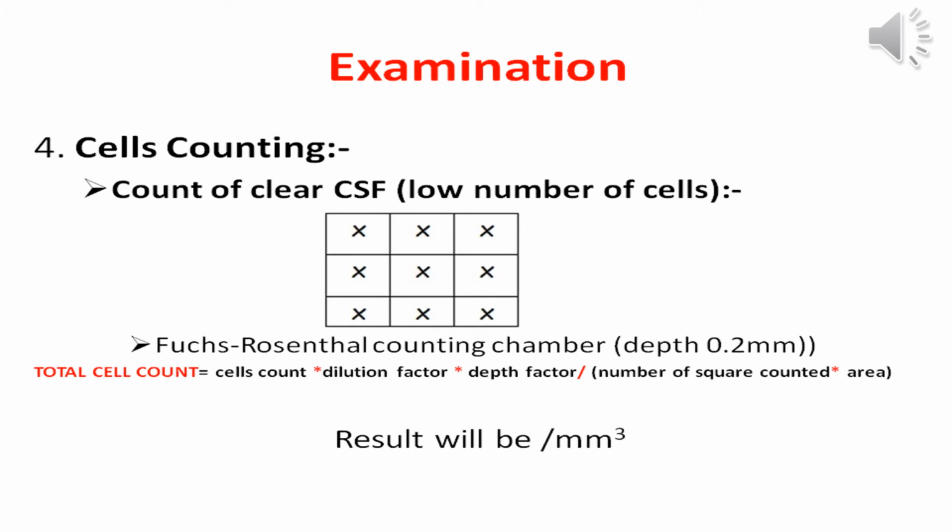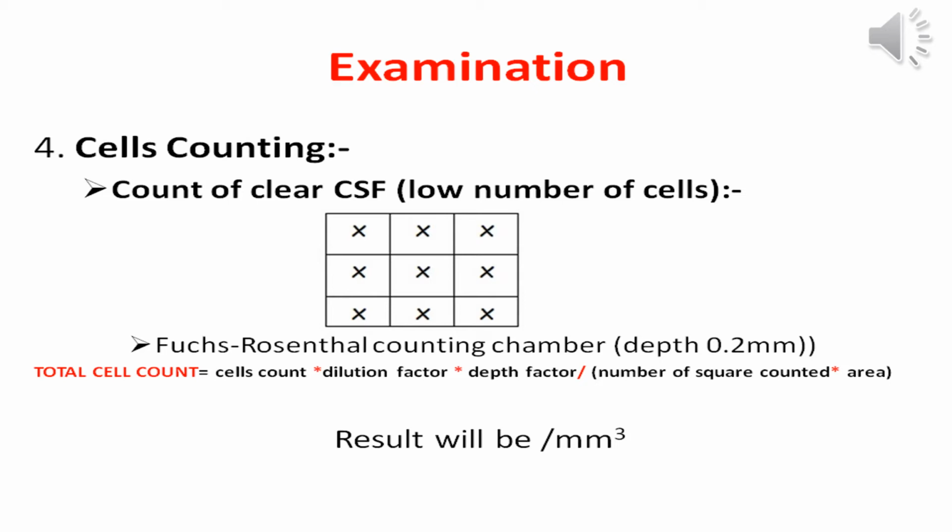Here in this slide I will complete the examination and I will talk about the cell counting. In cell counting here, we need to count the white BC. Normally we count the white BC. Sometimes RBC is present, and we also need to count it. But the counting of cells here depends on the appearance of the CSF sample. For example, if the sample is clear, that means the number of white BC or the number of cells is very low.